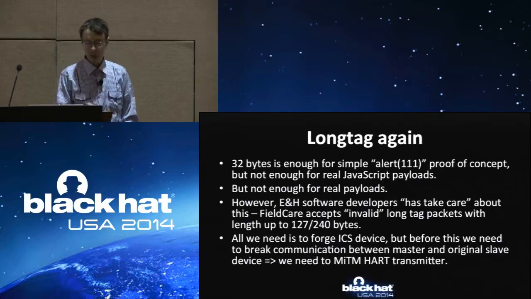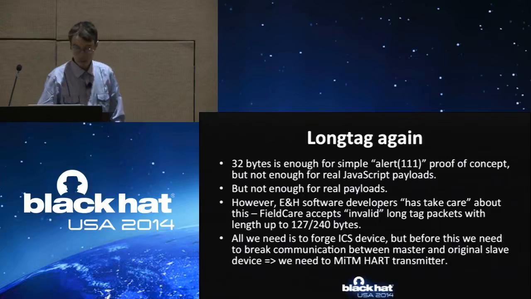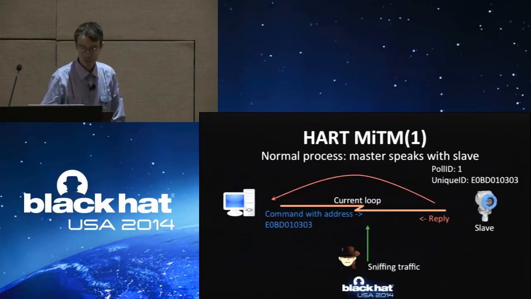All we need is to forge a CS device, but before this, we need to break communication between the master and the original slave device. We need something like a MITM HART transmitter. In the next slides, I will show how to do this.